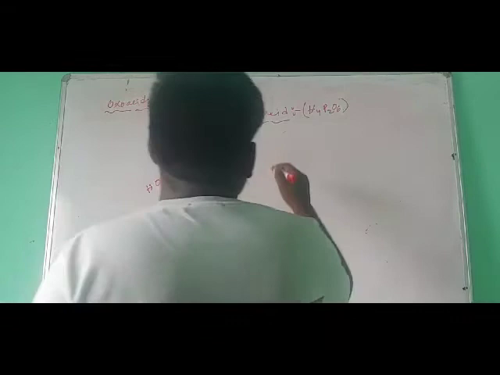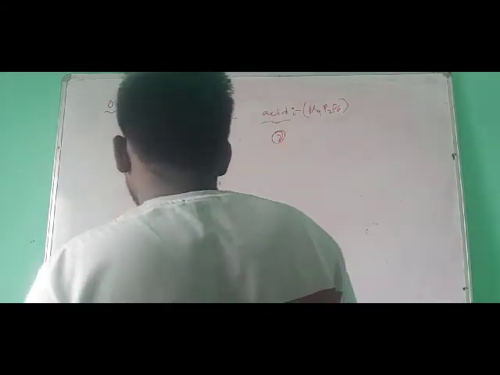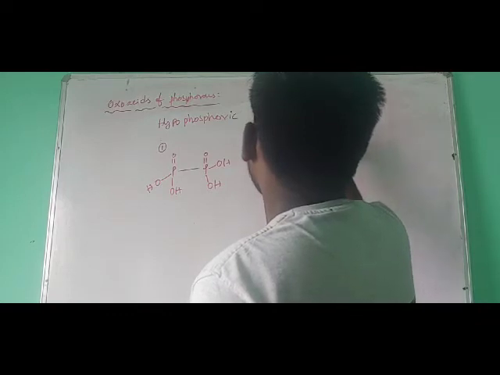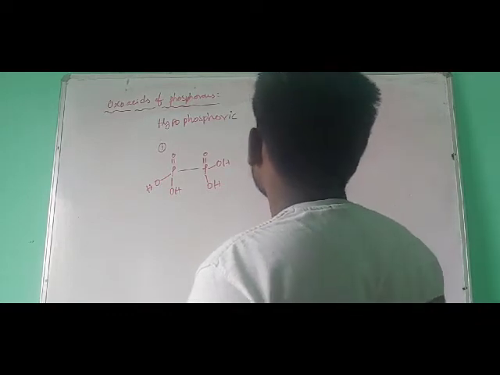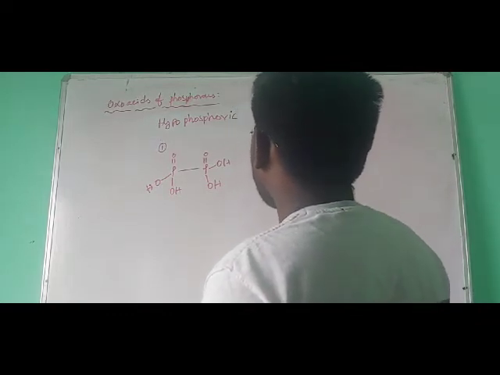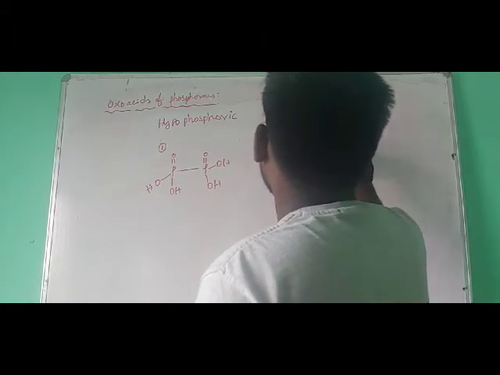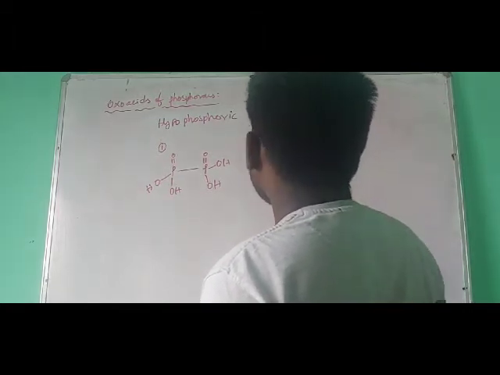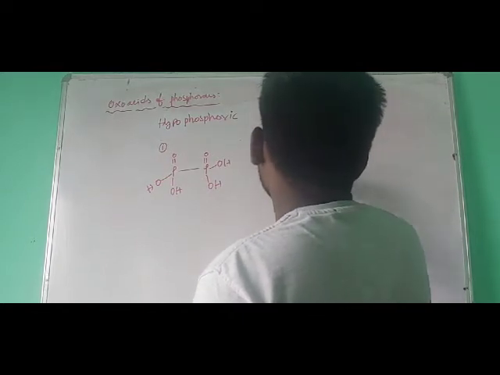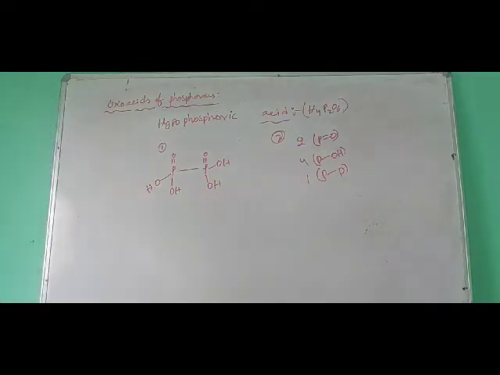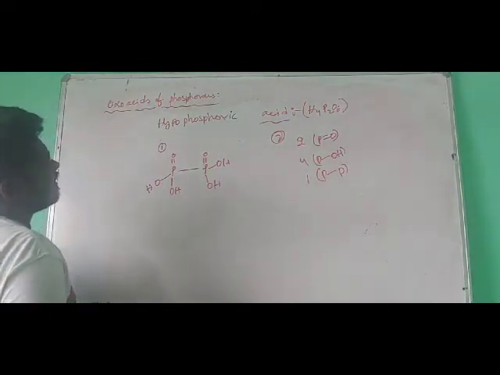So from this structure we can write the types of bonds. So in this one, guys, we have 2 P double bond O bonds. And the next one, how many POH bonds are there in this one? In this one we have 4 POH bonds. And the next one, so there is a new type of bond here, that is 1 PP bond also present in this one, right?